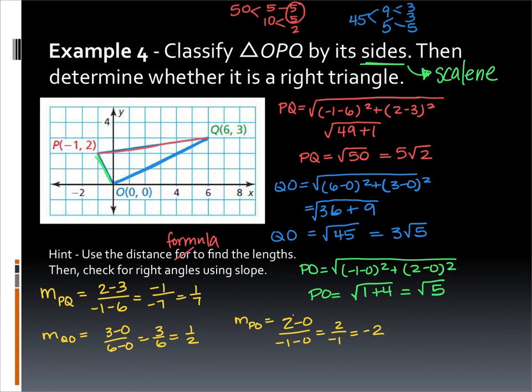And so if you take a look, you see that the slope of QO is 1/2 and the slope of PO is -2. So those are opposite reciprocals, so we can say that QO is perpendicular to PO. And so here's QO, and here's PO. So then we know right here would be a right angle. So, classify triangle OPQ by its sides, then determine whether it's a right triangle. So this is a scalene right triangle.